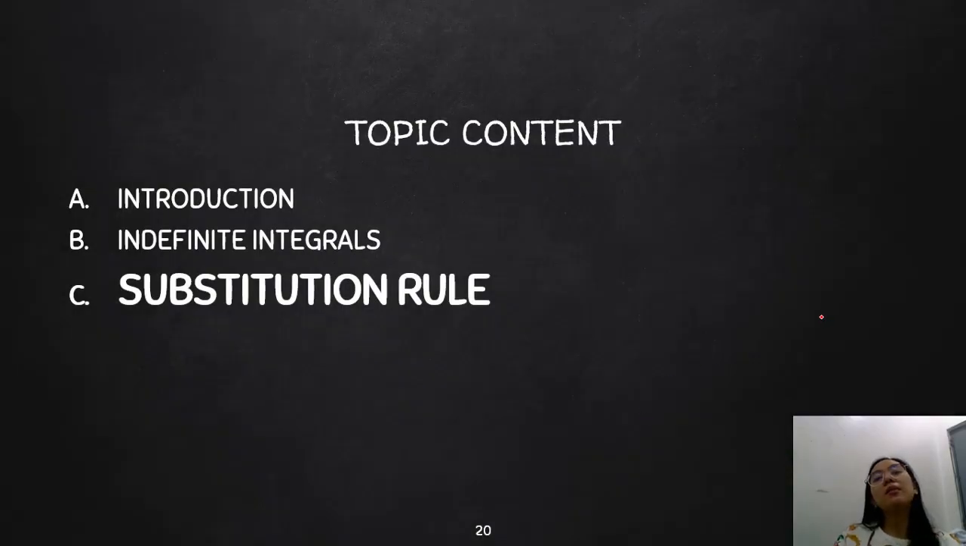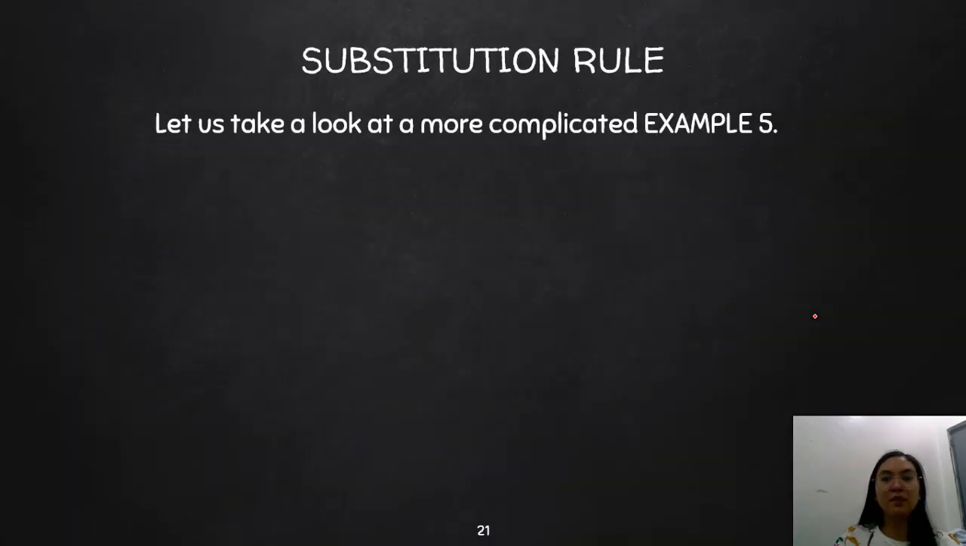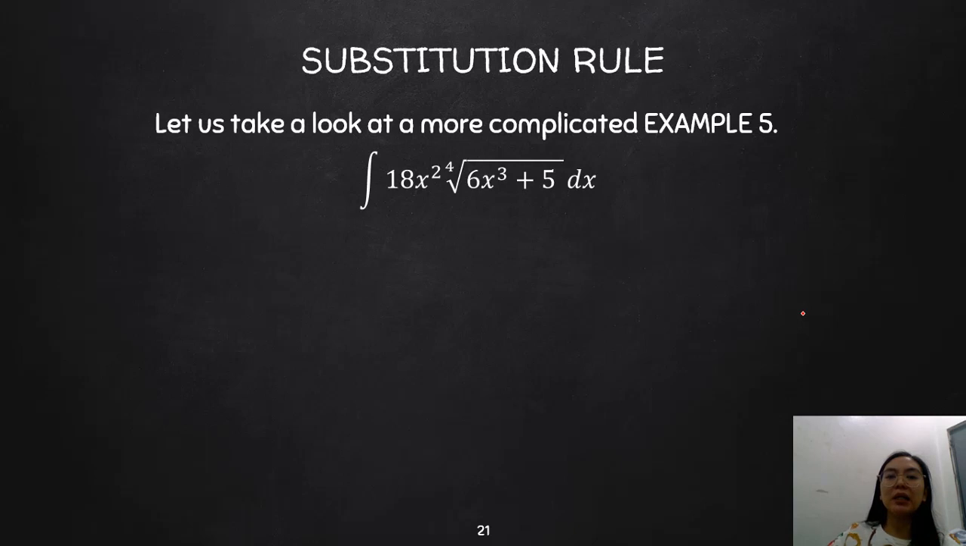And let's go to the last topic of this particular video. You have your substitution rule. So, let's take a look at the more complicated example. So, kunyari, ganito siya. So, as you can see, para na siyang multiplication. If you recall, di ba kanina, yung properties na binigay natin is kung may constant lang at saka yung rather addition and subtraction lang. So, what if naging multiplication siya, just like this case? So, multiplication siya or kaya division. So, how would we integrate that?